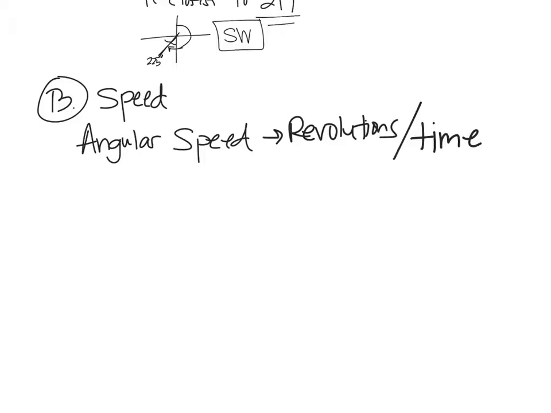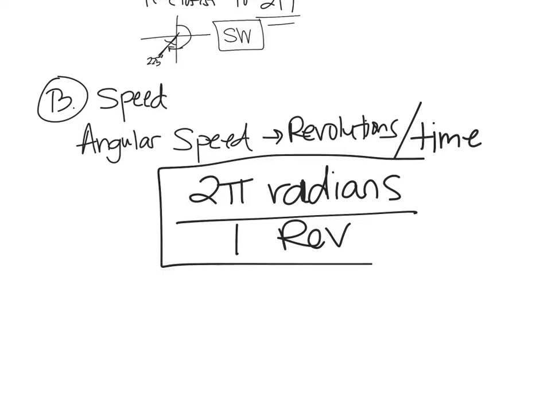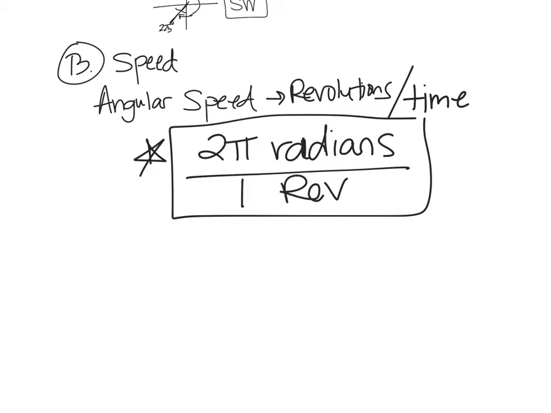Now, how many radians is an entire revolution? Do you know? 2 pi. Okay. 2 pi radians is 1 revolution. That is going to be very key with angular speed. Okay? 2 pi radians is 1 revolution. You guys all believe that, right? 1 pi is 180. All the way around is 2 pi. So 2 pi radians. All right, the other speed that we're going to do is linear speed.